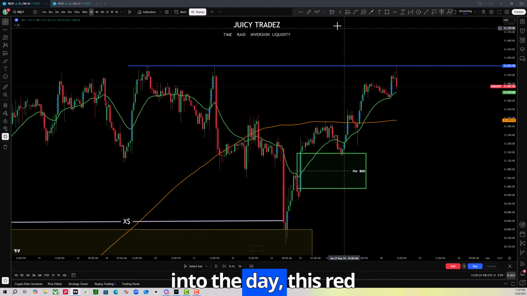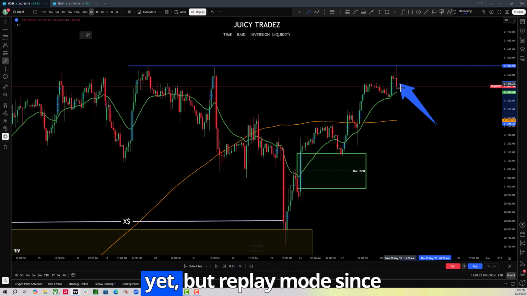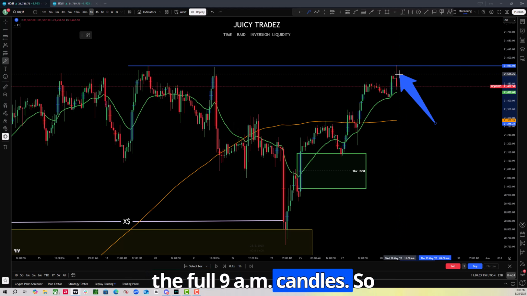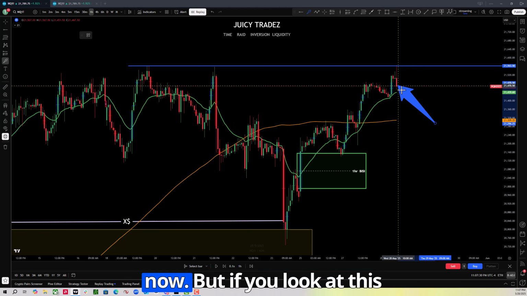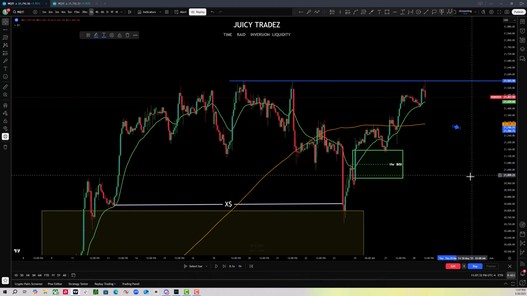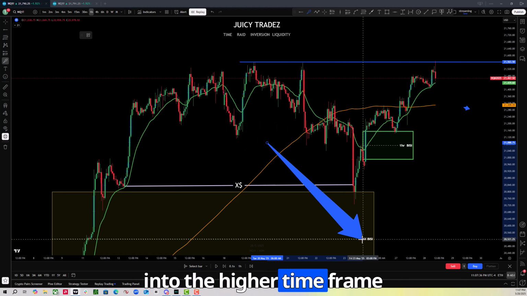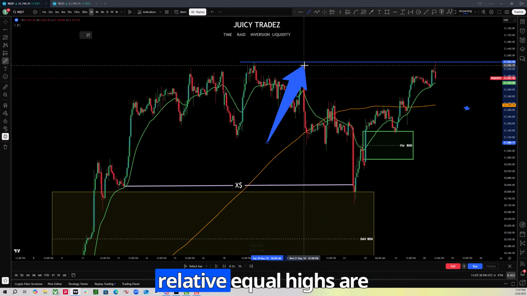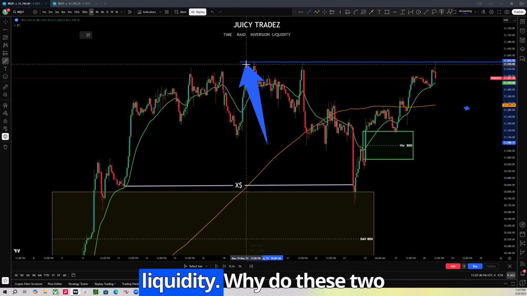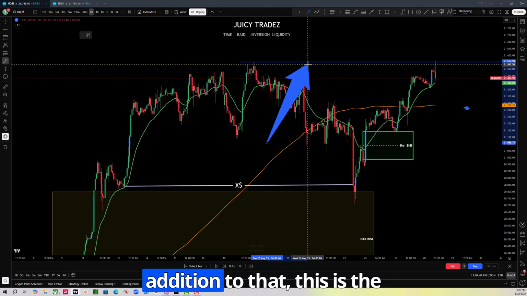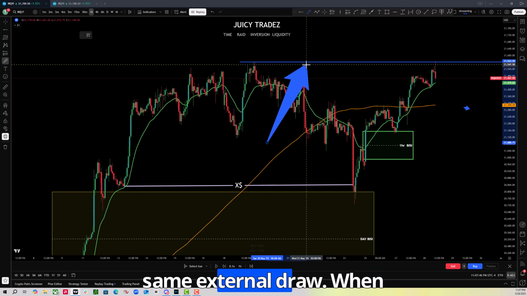But coming into the day, this red candle hasn't happened yet, but since replay mode is in the time zone of 9 a.m., it's going to give you the full 9 a.m. candle, so just ignore this candle for now. But if you look at this chart here, and you zoom out, you see that we sweep liquidity into the higher time frame BISI. That means these relative equal highs are going to be your draw of liquidity. Why these two highs? They're both relative equal highs. In addition to that, this is the same external draw.